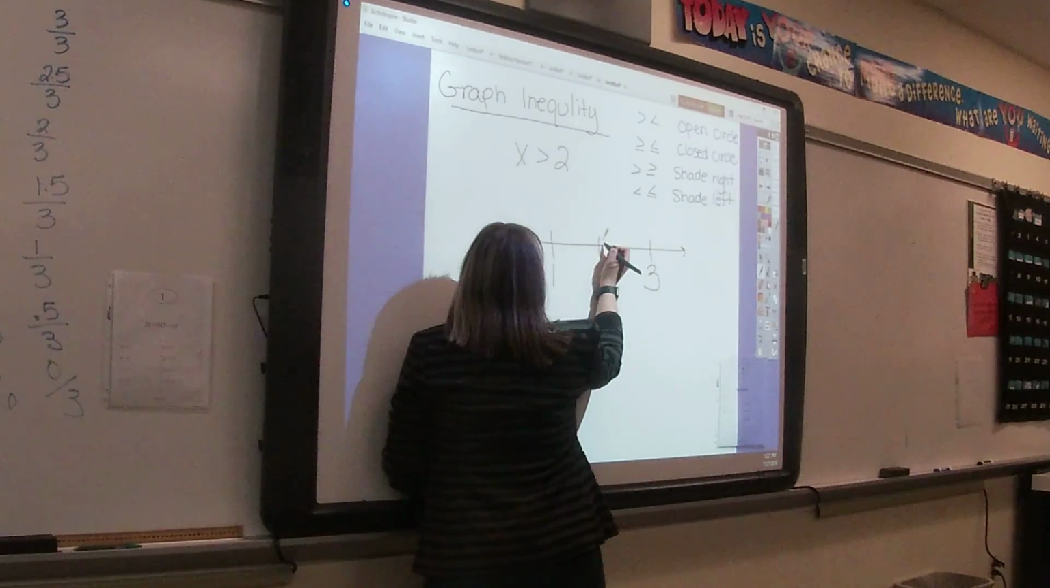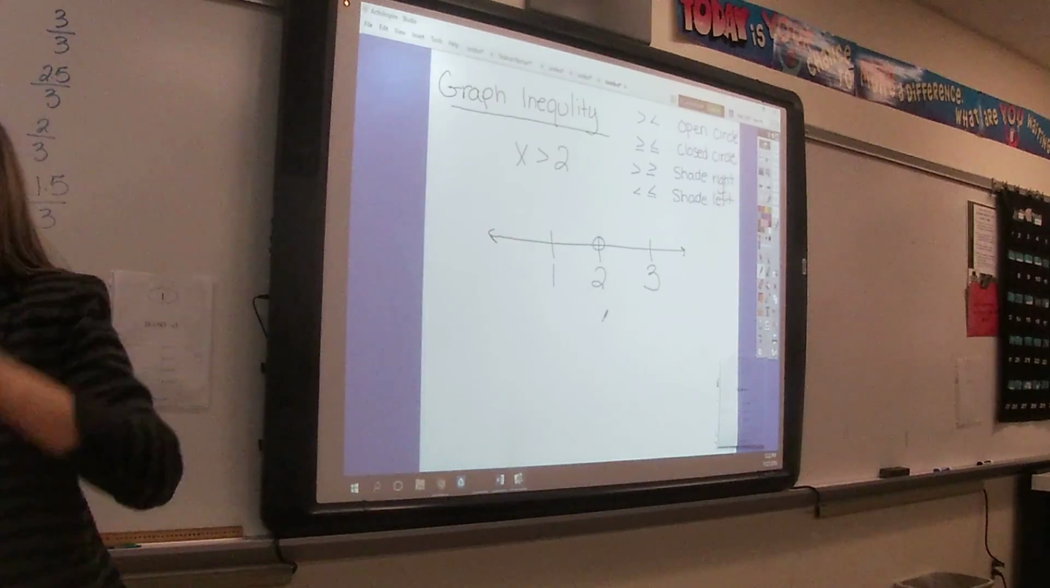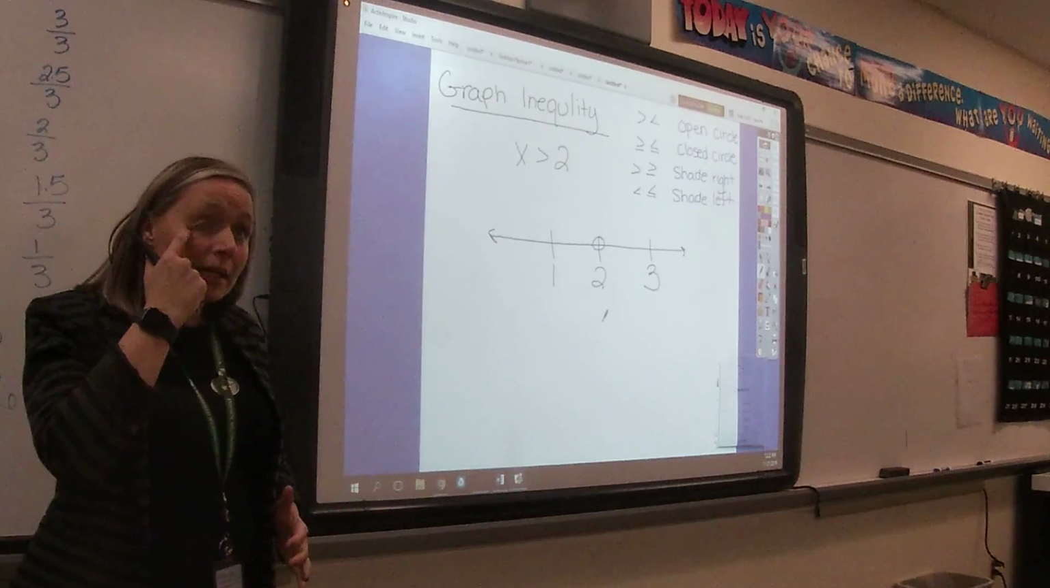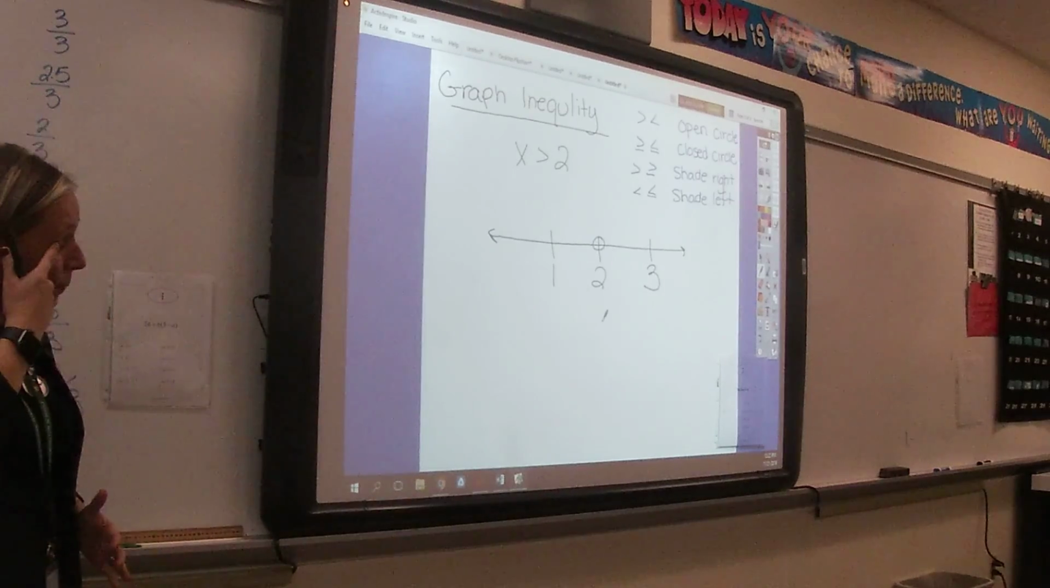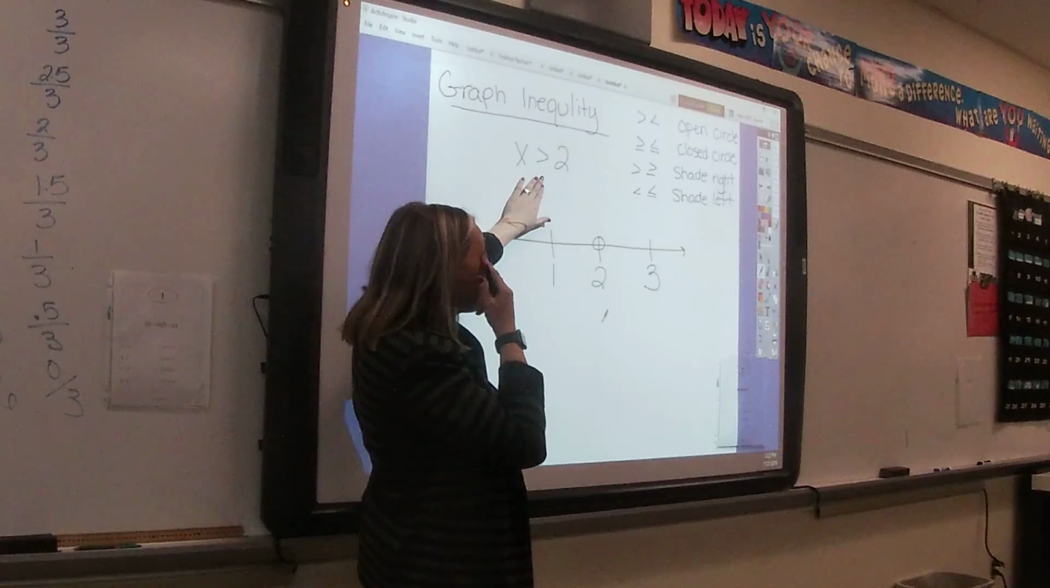So here's another one that might be new. I know some students come from teachers. This has to be on top of that number line. Not right above, not next to, on top of the number line. It will be important when we get into compound inequalities. Okay, is this symbol telling us to shade to the right or to the left?